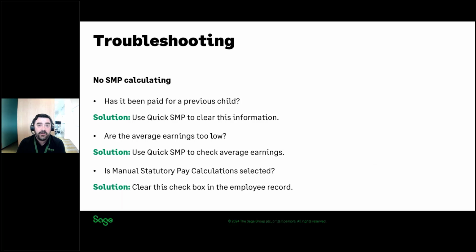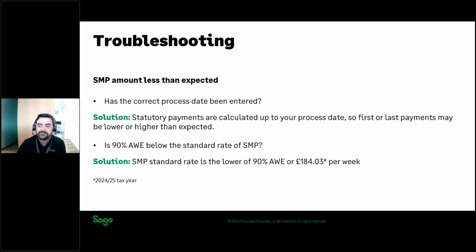Some other reasons why no SMP would calculate could be if average earnings are too low. So I would suggest that you go into the recording maternity screen to check the calculated average earnings. And if it is less than £123 per week, it means the employee doesn't qualify. And there's also a setting for manual statutory pay calculations. That's found in the employee record, so you need to clear that setting to have it calculate automatically. Or if you go into the quick SMP screen, it will tell you if that setting is selected and ask you if you want to clear it. So those are some common causes of no SMP.